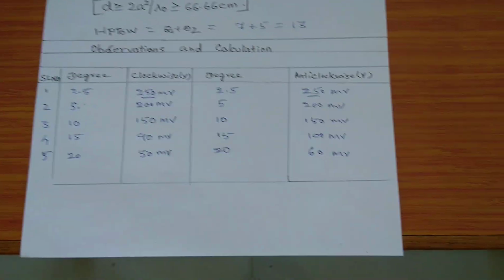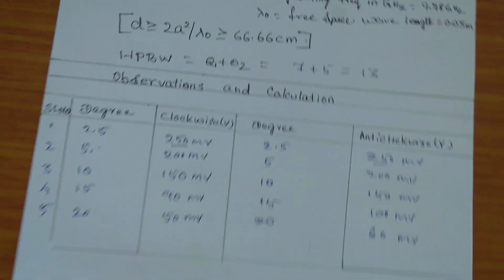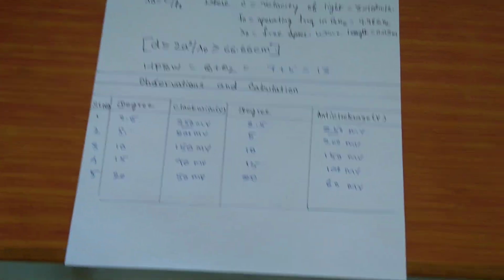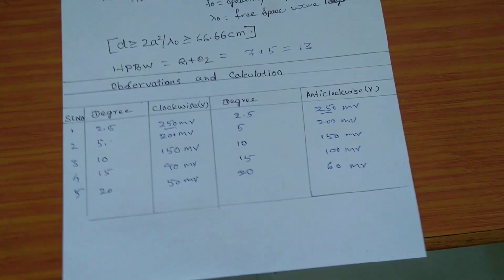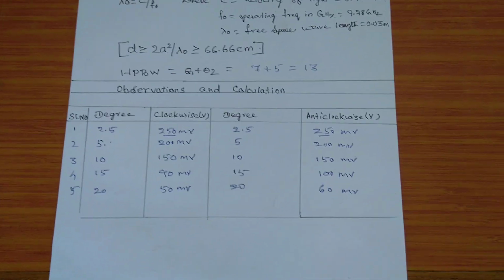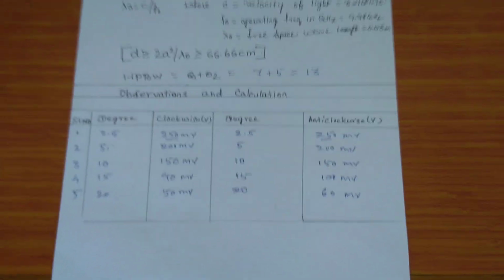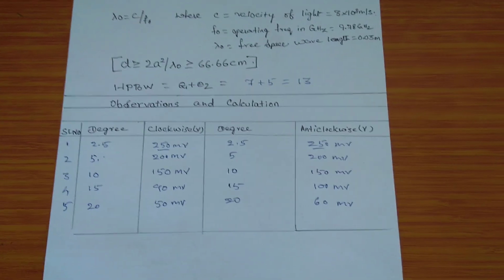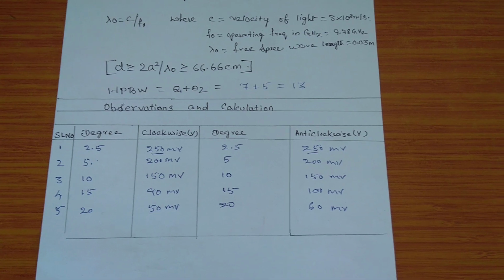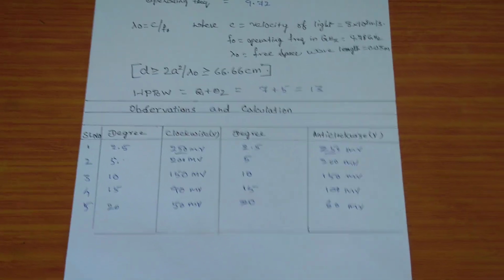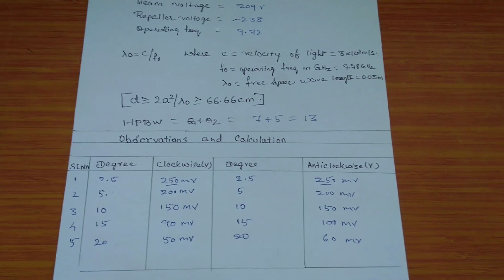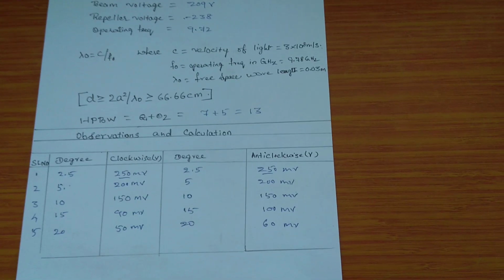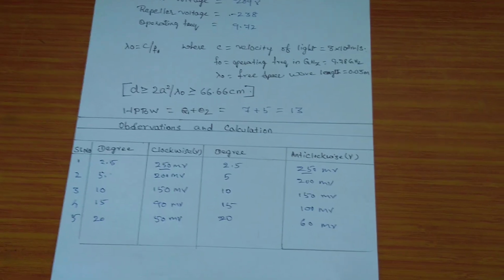So these are the values we have got in this particular experiment. The values may differ once the setup changes. Now we can show you how to find theta 1 and theta 2. HPBW, half power beam width, is equal to theta 1 plus theta 2. Theta 1 is with respect to the clockwise direction and theta 2 is with respect to the anti-clockwise direction. Theta 1 can be found using the maximum value in the clockwise direction, which we have got as 250 millivolts.